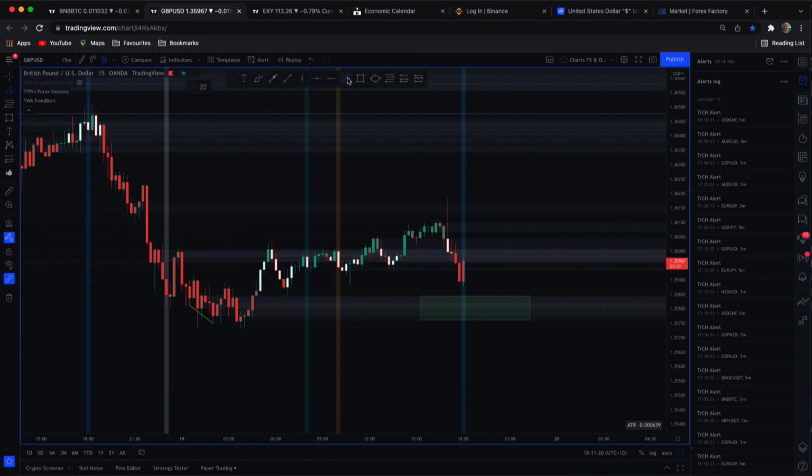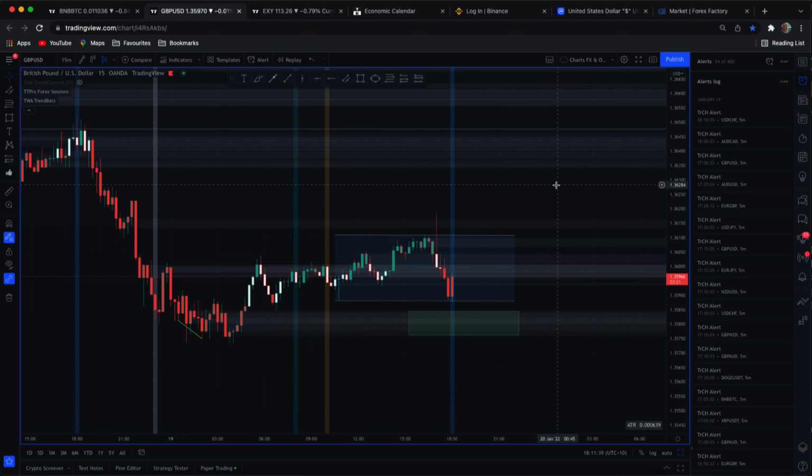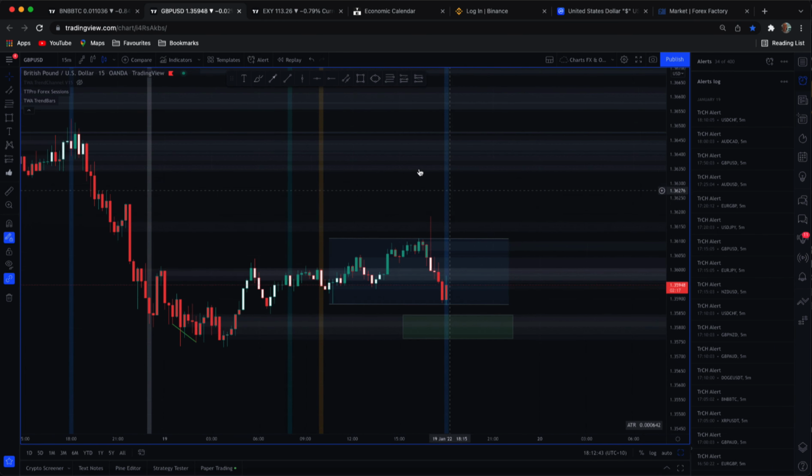The other thing you want to do is mark out the Asian range, so you have an idea of the high and low of the Asian range. A conservative approach would be to wait for a break and retest in the opposite direction. If this trades down, wait for the break and retest of this range high. The other thing you want to be careful of as well is the Asian low here.